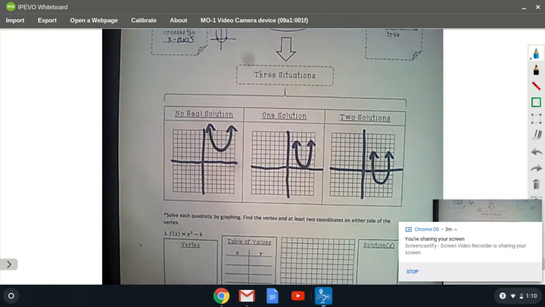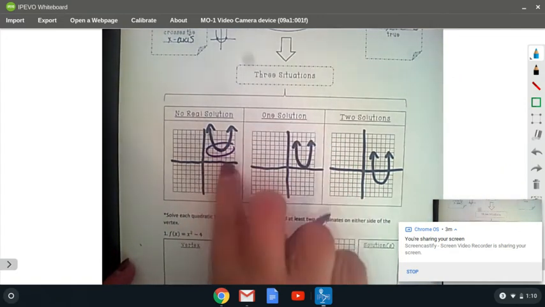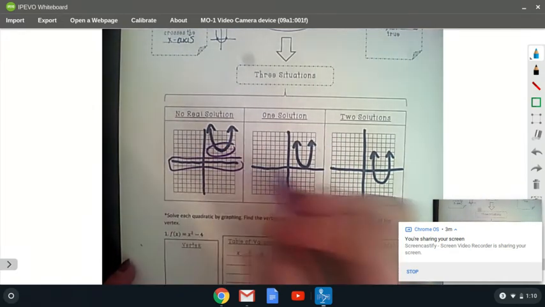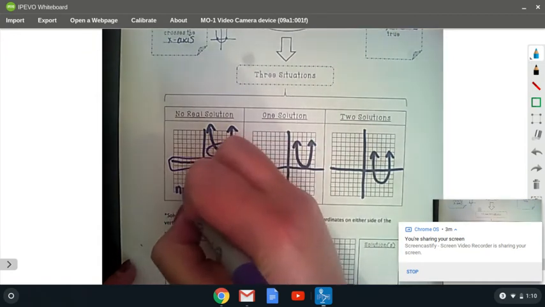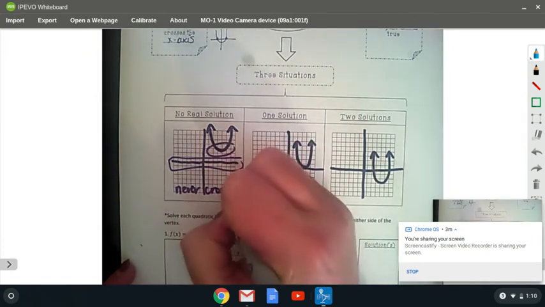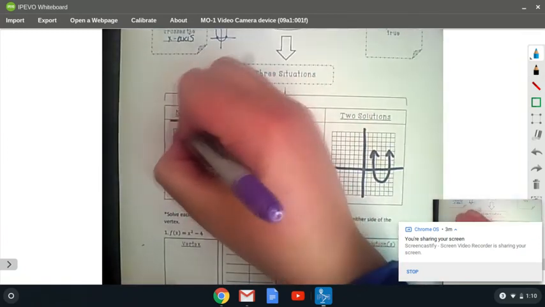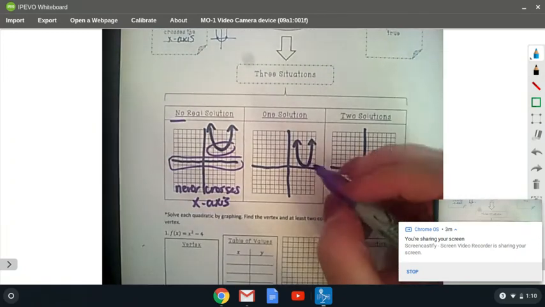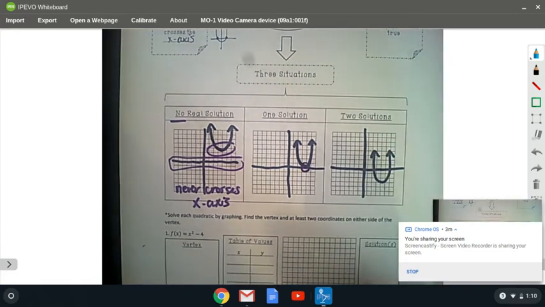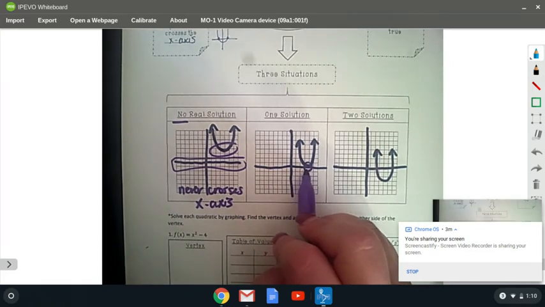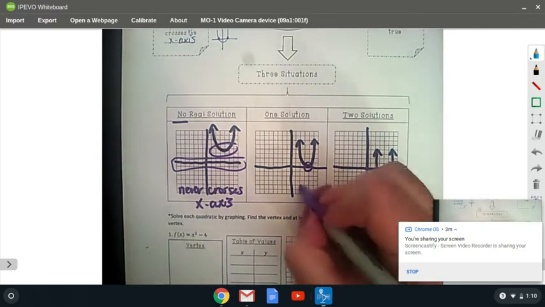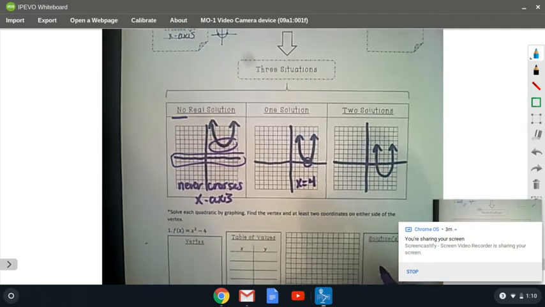Okay, now what that means, guys, is with no solution, this graph is not touching this x-axis at all. So it never crosses the x-axis. So there are no solutions. Here, it crosses it at one spot. So it kind of looks like the spot that it crosses at is about 4. So x would equal 4. That's one solution.